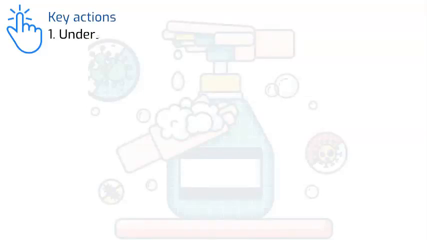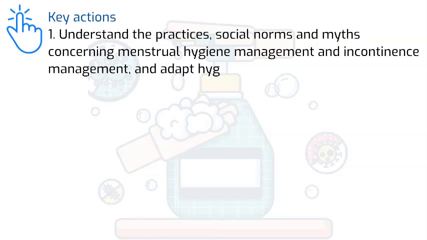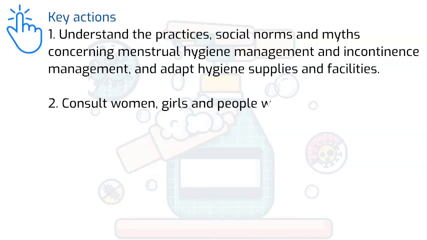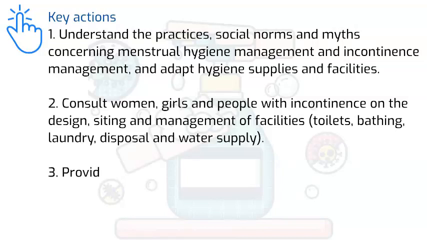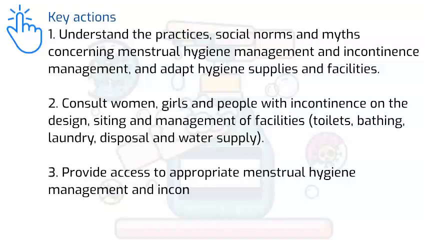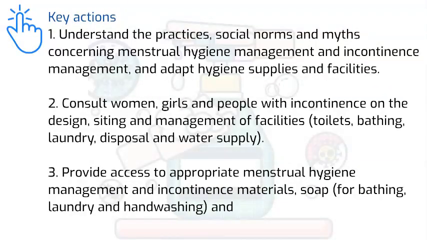Key Actions. 1. Understand the practices, social norms, and myths concerning menstrual hygiene management and incontinence management, and adapt hygiene supplies and facilities. 2. Consult women, girls, and people with incontinence on the design, siting and management of facilities, toilets, bathing, laundry, disposal and water supply. 3. Provide access to appropriate menstrual hygiene management and incontinence materials, soap for bathing, laundry and hand washing, and other hygiene items.